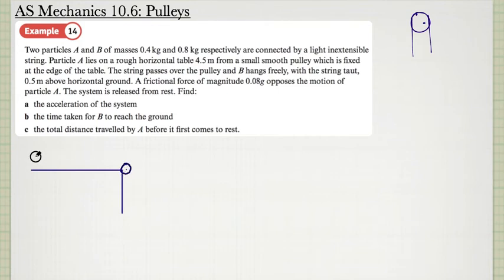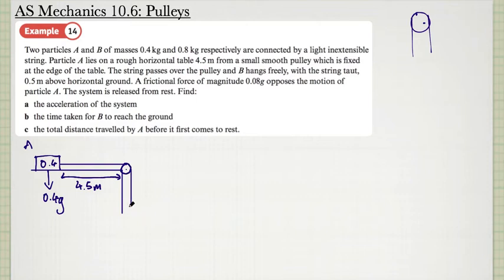And we have this mass A of 0.4 kilograms, which is going to have gravity of 0.4 g acting on it. It's connected by this string, and the distance here is 4.5 meters from the pulley. The pulley is fixed at the edge of the table. The string passes over the pulley and B hangs freely.